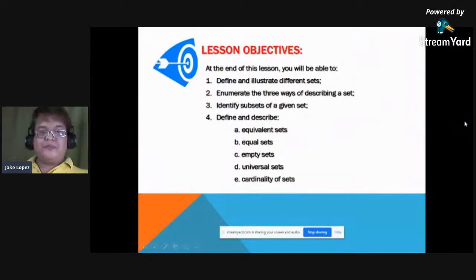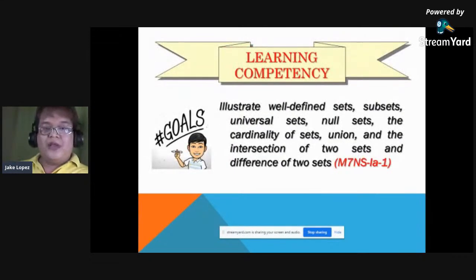So our objectives for this morning are the following. Number one, define and illustrate different sets. Number two, enumerate the three ways of describing a set. Three, identify subsets of a given set. And number four, define and describe equivalent sets or equal sets, empty sets, universal sets, and cardinality of sets. And our competency for this particular lesson is illustrate well-defined sets, subsets, universal sets, null sets, the cardinality of sets, union and the intersection of sets, and difference of two sets.